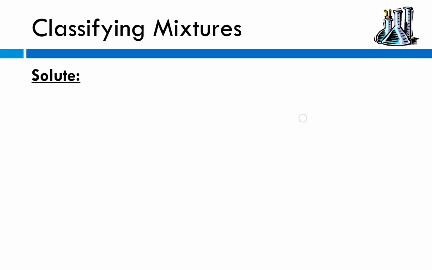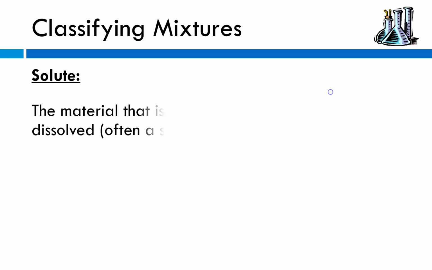Continuing on with some definitions. We're talking about solutions. The two pieces that make up a solution are the solute and the solvent. The solute is the material that is being dissolved. It can be really any phase of matter, solid, liquids, or gases, but at this point in time in chemistry, more often than not, our solute is going to be solid.